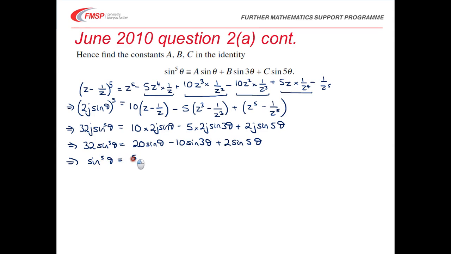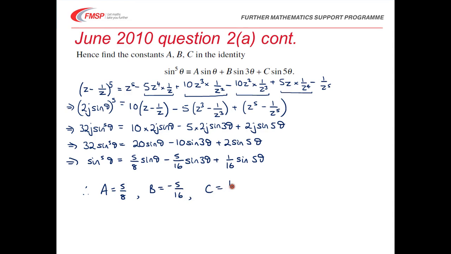20 over 32 is 5/8. 10 over 32 is 5/16. And 2 over 32 is 1/16. So A is 5/8, B is minus 5/16, and C is 1/16.